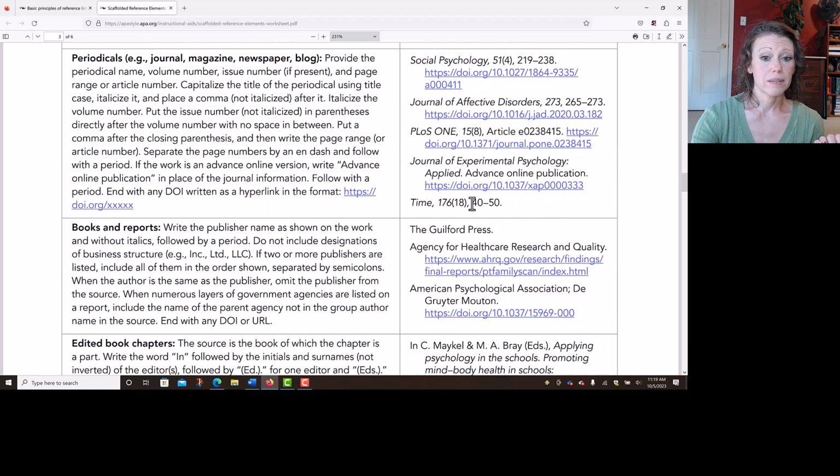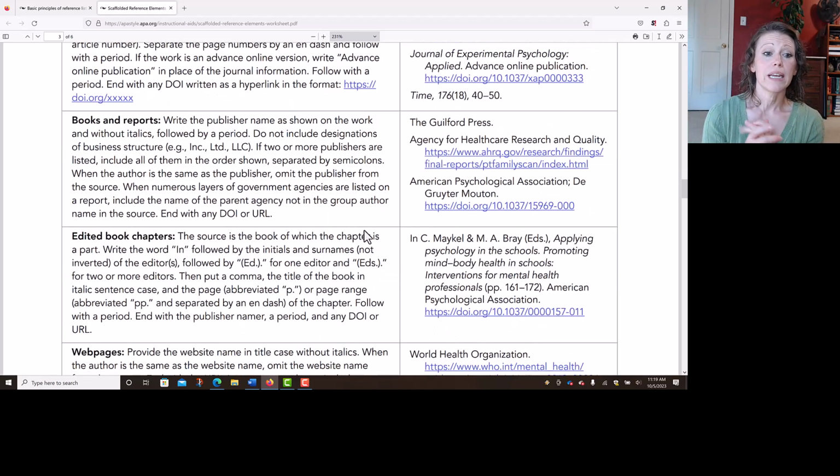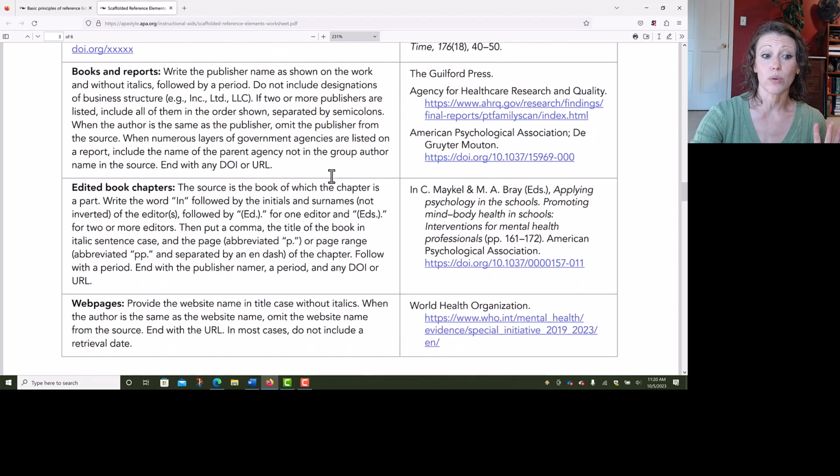Books and reports. You would use the publisher information. If there's more than one publisher, you list all of them in the order shown, separated by semicolons. If the author and the publisher are the same, so like Mayo Clinic, then that person or that group is in the author position and is not mentioned again here. So if you have World Health Organization over here as the author, you do not put it over here again as the publisher. One or the other, but not both. Then, of course, you would give your link at the very end, and with your DOIs or your URLs.